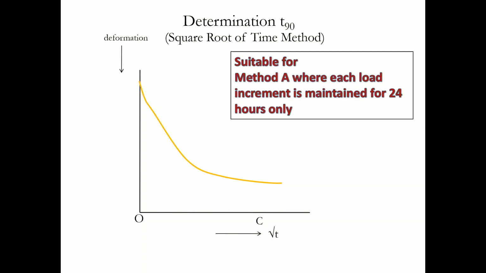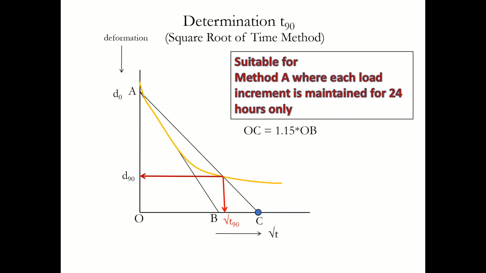In the square root of time method, you have to plot deformation versus square root of time. A plot of deformation against the square root of time is made for a single loading. Then you have to draw a line AB through the early portion of the curve. Then draw a line AC such that OC equals 1.15 OB. The intersection of AC and the consolidation curve gives the square root of time for 90% consolidation.